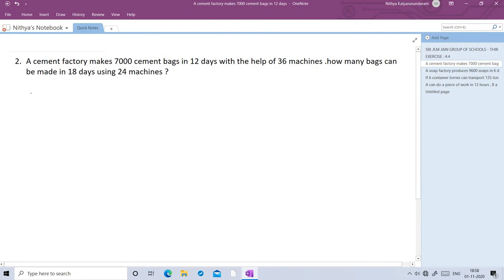Second question, a cement factory makes 7,000 cement bags in 12 days with the help of 36 machines. How many bags can be made in 18 days using 24 machines? So here also it's given three things: days, machines and cement bags.